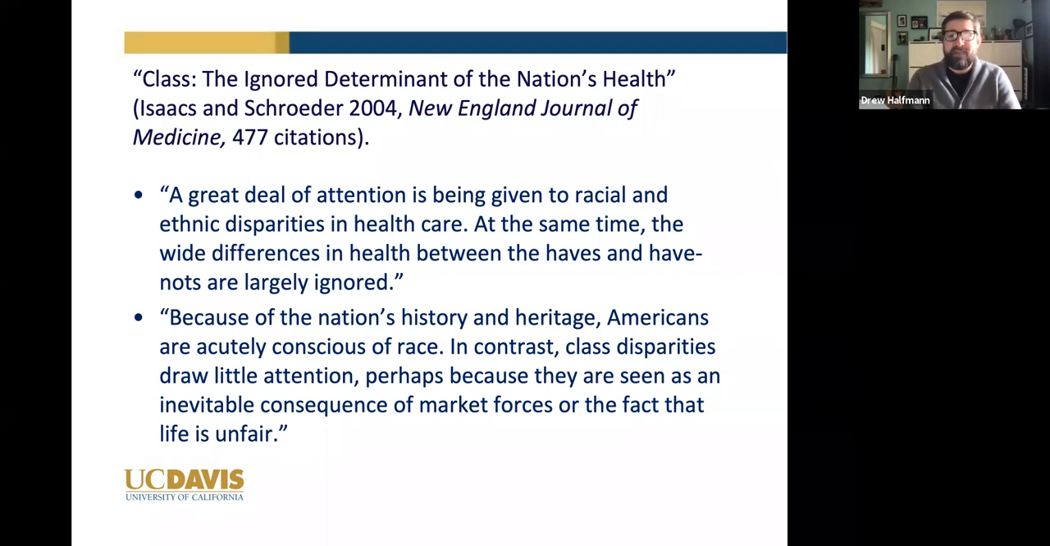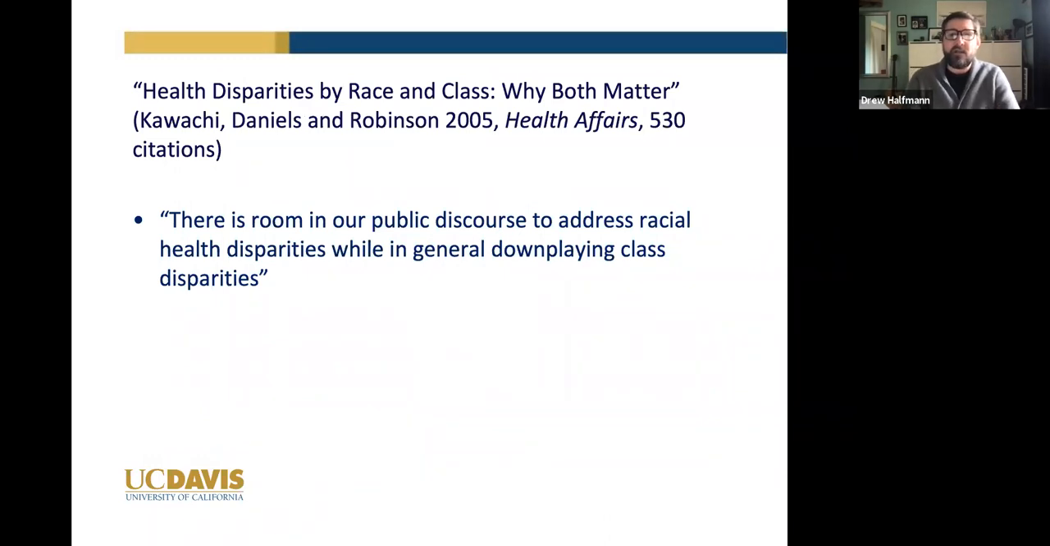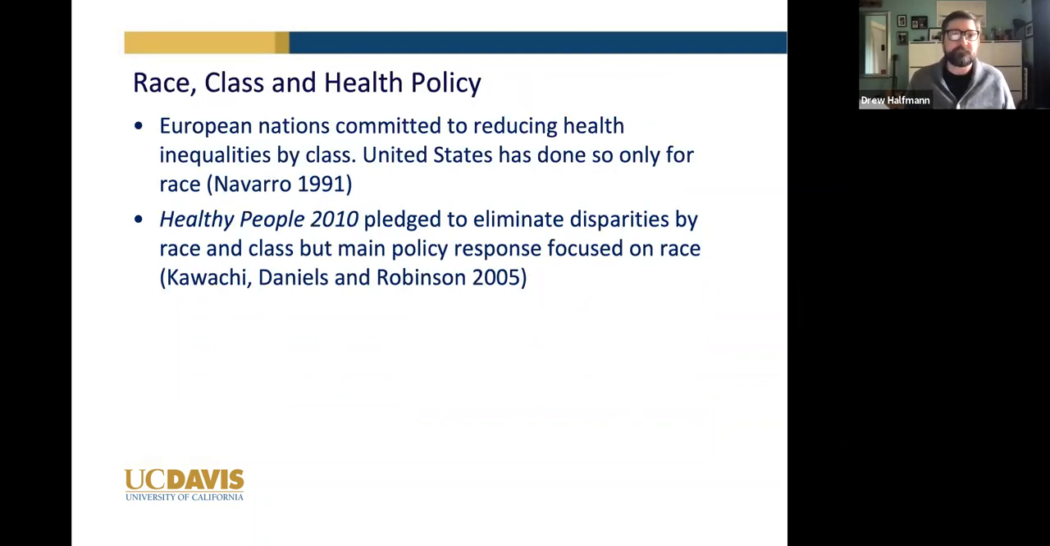And that may be true in political science and sociology, that nobody believes this, maybe, but it certainly isn't the case in these journals. These are mainly public health people that I'm quoting here. This appeared in the New England Journal of Medicine, widely cited. Another study cited in Health Affairs, Health Disparities by Race and Class: Why Both Matter, argues that there's room in our public discourse to address racial health disparities while in general downplaying class disparities. Okay, so that's the claim.